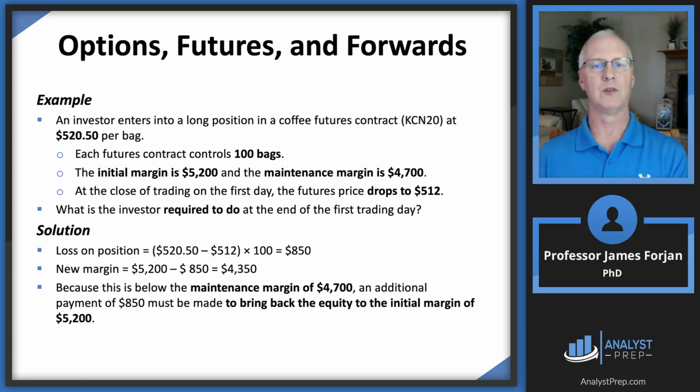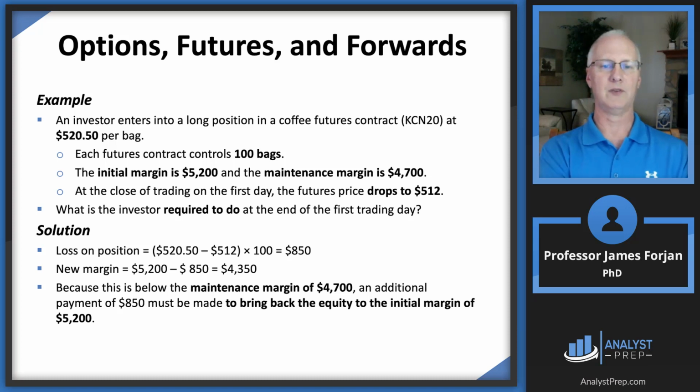All right, at the close of the trade on the first day, the futures price drops to $512. So we're the long position, right? In our example, we're betting that the price goes up. So we're wrong, right? Well, the price went down, so we have to lose. So at the end of the day, what must we do? We take the difference between our 520 and the 512, multiply it by the standard amount of the contract. That gets us our loss of $850.